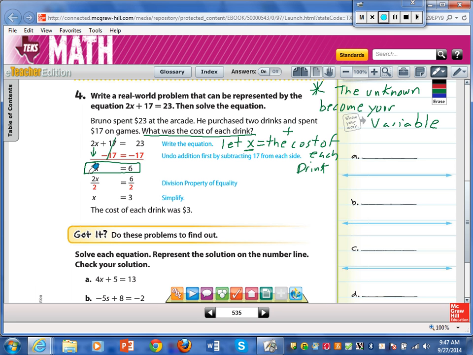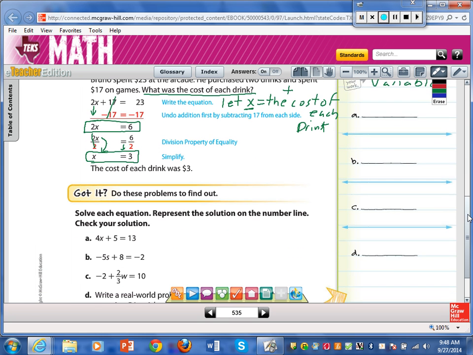Now since you see that 2 is being multiplied by x, you have to divide by 2 on both sides. This cancels, and you bring your x down, you bring your equal sign down, and then you perform this operation. 6 divided by 2 is 3. So if x is the cost of each drink, then each drink was worth $3. The cost of each drink was $3.